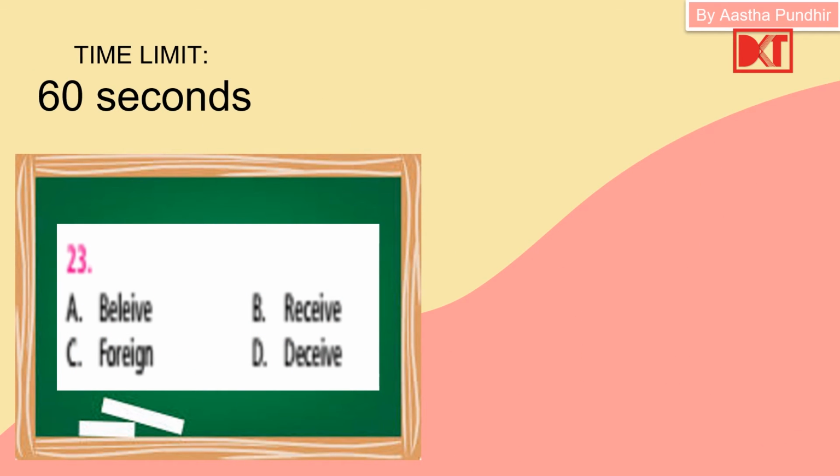Alright, here the word which is misspelled is believe. What they're trying to say is believe, and instead of EI we have IE. The other words are correctly spelled: receive, foreign, deceive.